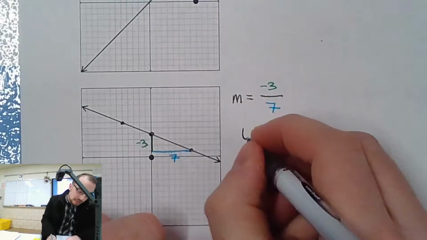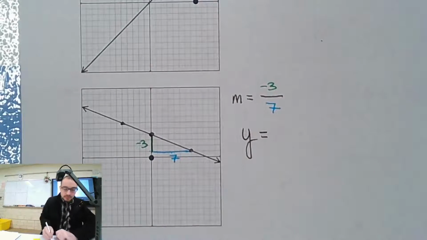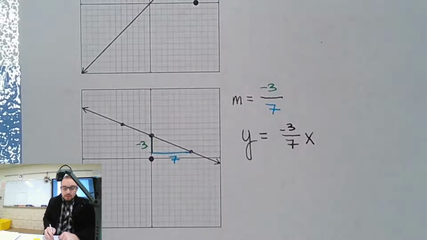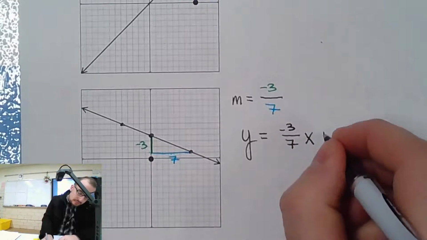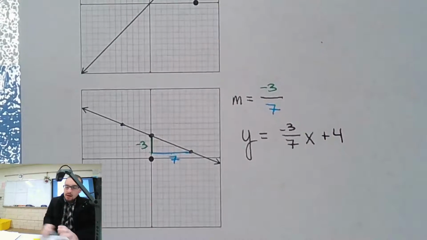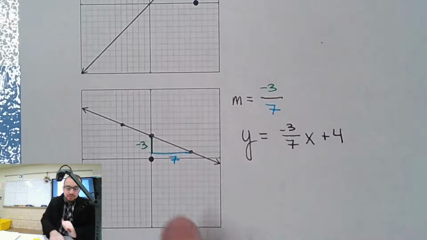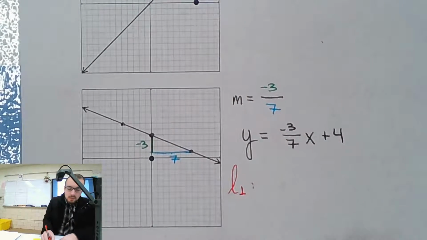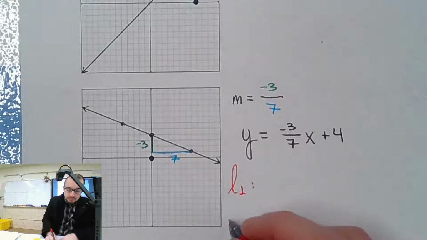That means our equation is going to be y equals negative 3/7 x. Where does this line cross the y-axis? Four. Now for the line that goes through this point and is perpendicular to it, we want our perpendicular line's equation, right? Perpendicular slope.